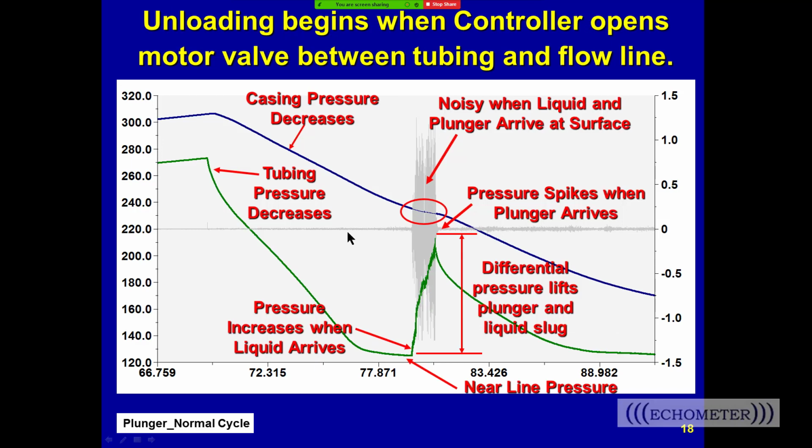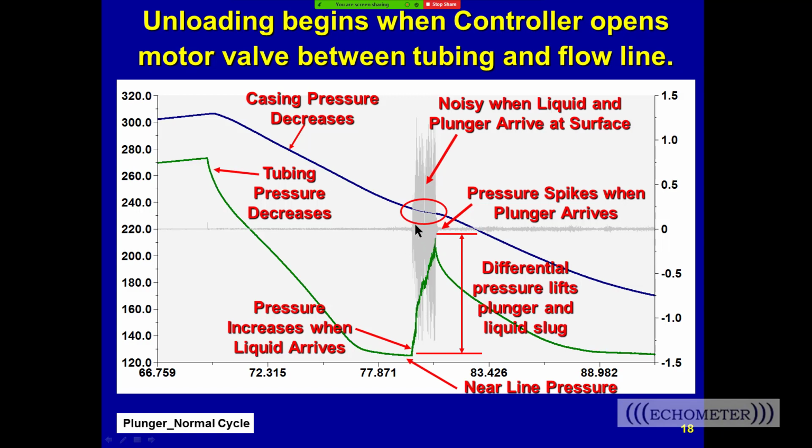So here's an annotated plunger normal cycle, unloading and afterflow events. The casing pressure drops when you start unloading. The tubing pressure drops. The pressure drops down to line pressure. When the plunger liquid starts to arrive, the tubing pressure goes up. The plunger typically arrives at the peak pressure.